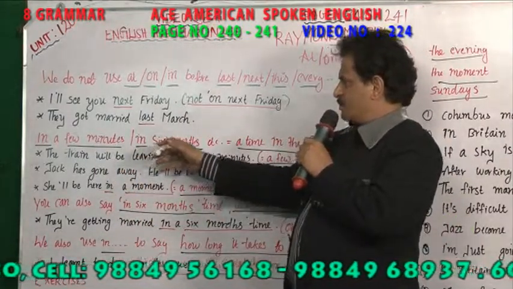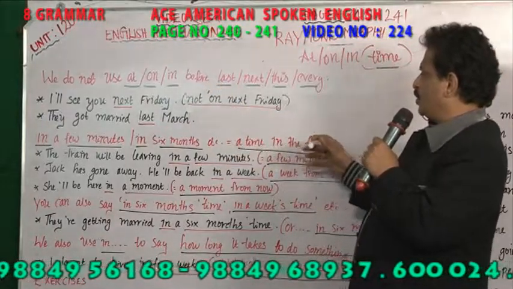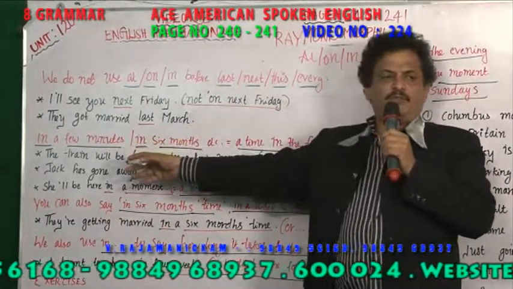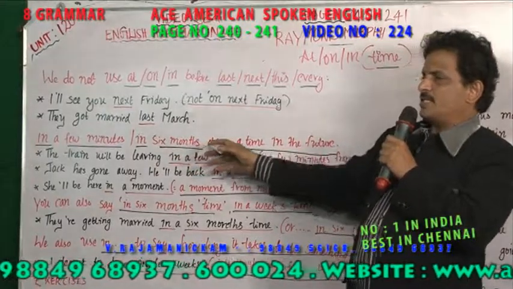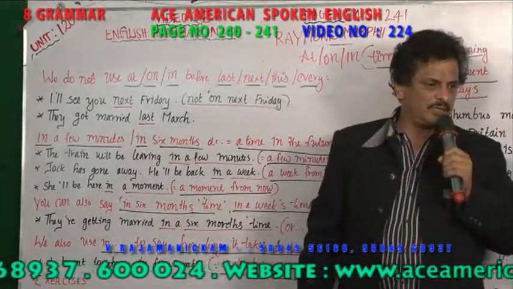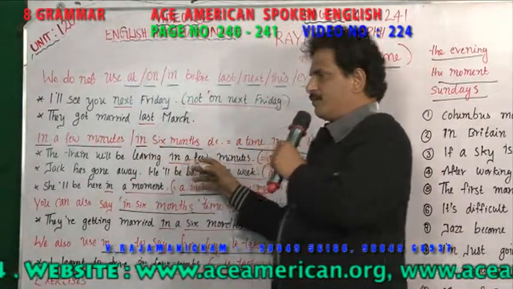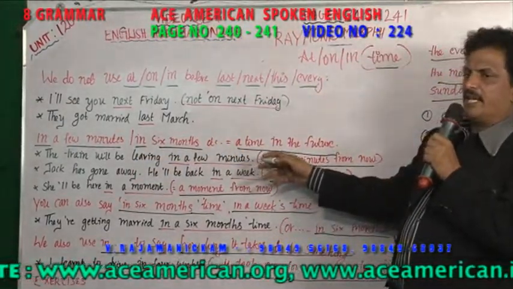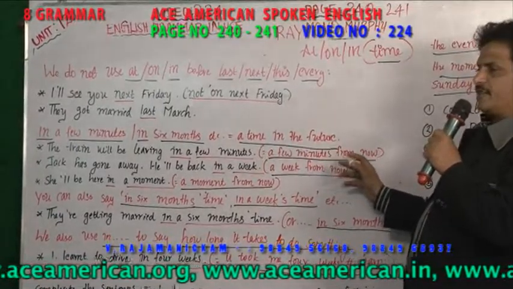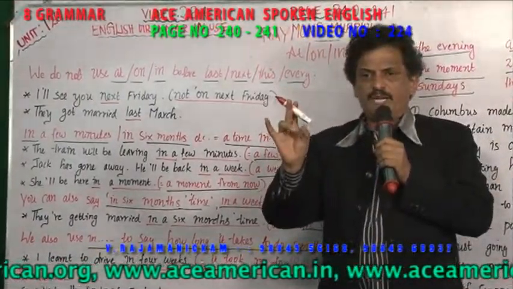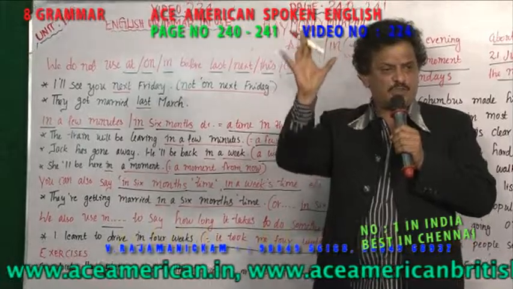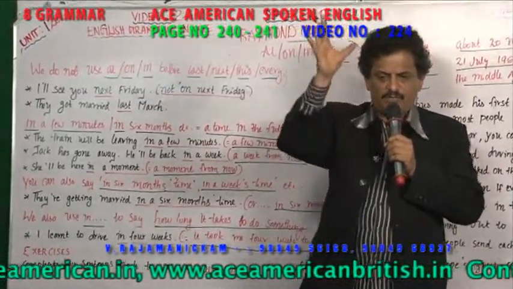So in 6 months means within a time in the future. In a few minutes, a time in the future. In a few months, 6 months, is a time in the future. It mentions the future. The train will be leaving in a few minutes, meaning a few minutes from now. The train will be leaving in a few minutes means, from the time I speak, from now, within any time.